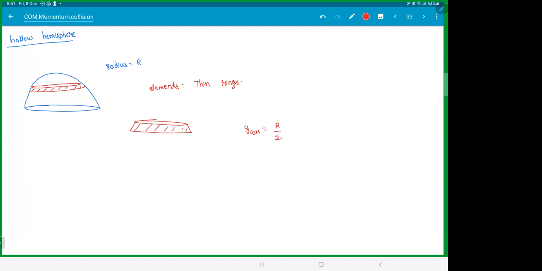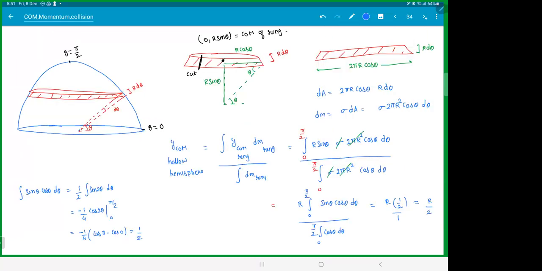So this center of mass is r by 2 from the center. A good answer. Check it out. Clear? Great. Next one.